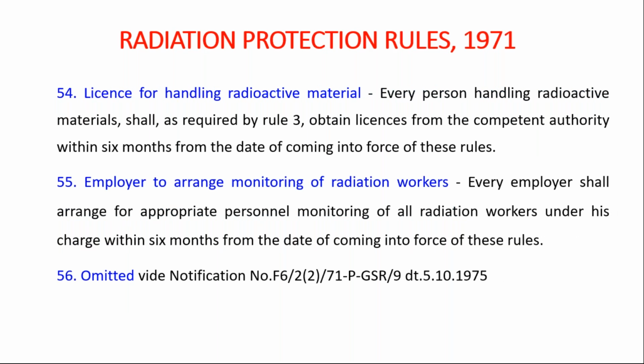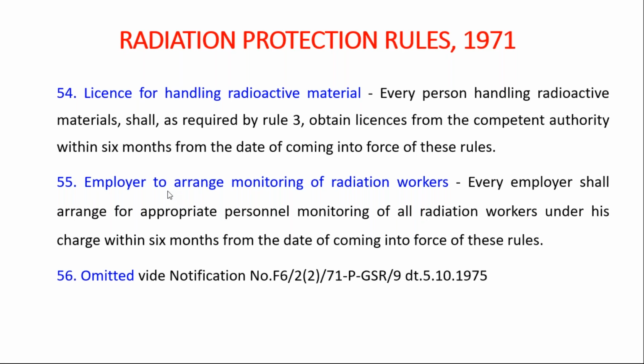Then rule number 54 is related to the license for handling radioactive material. So every person handling radioactive material shall, as required by rule 3, obtain a license from the competent authority. So we have already discussed all these three things which are mentioned in rule 3. So the competent authority, within 6 months from the date of coming into force of these rules. So a person can apply for the license for handling this radioactive material, and he can get the license within 6 months if all the conditions are approved and observed and checked by the competent authority.